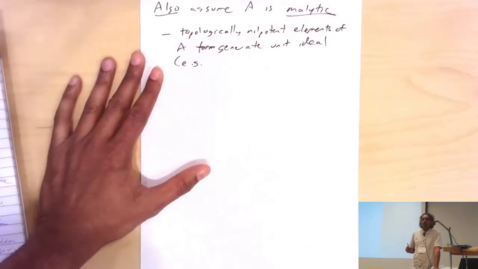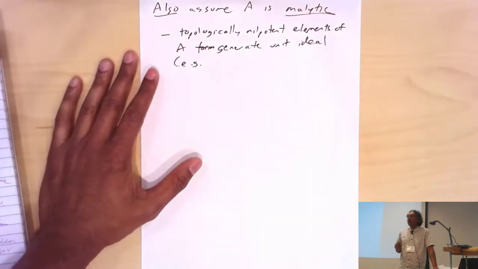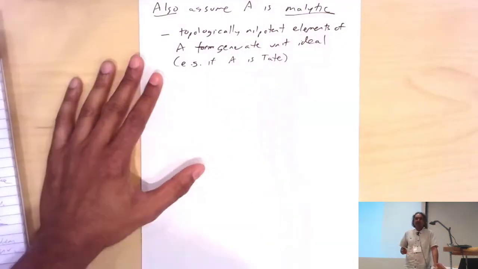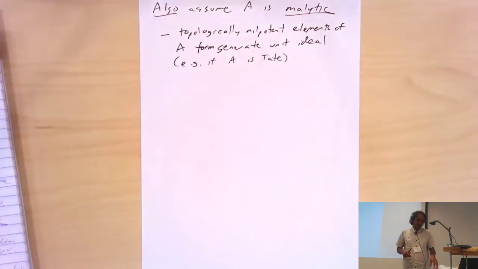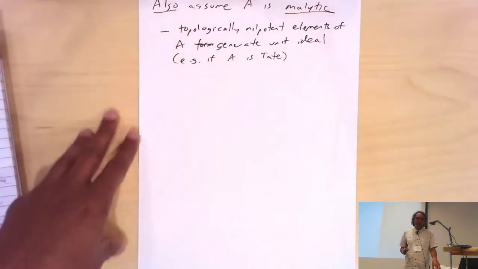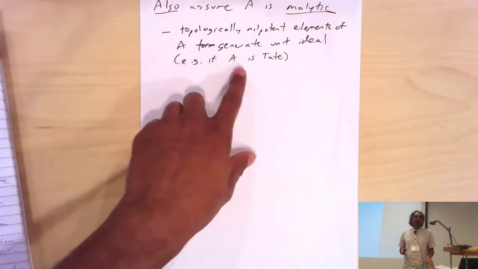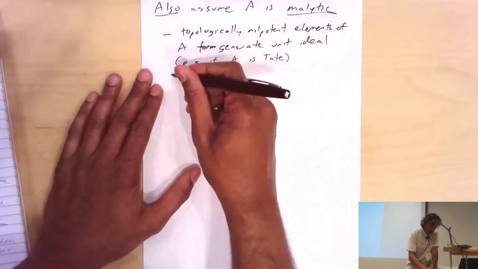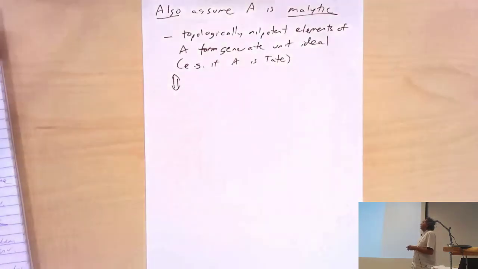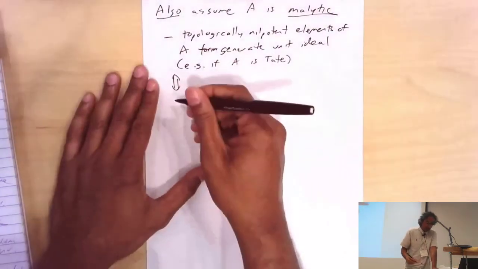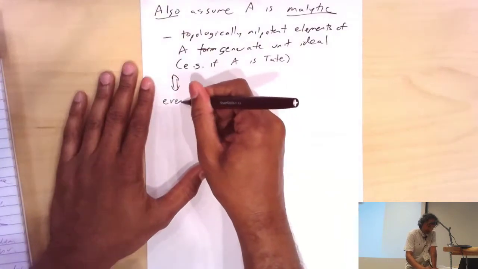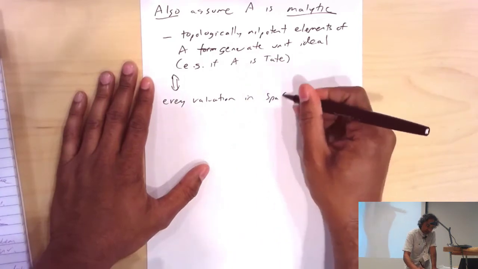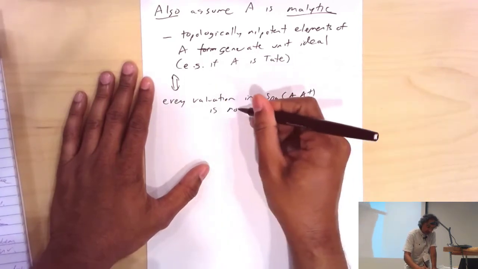Of course, this is true if there's a single topologically nilpotent element that is a unit. That was the case when A is a Tate ring. This is slightly more general, but it's not a serious distinction. So if you prefer to just think about the Tate case, that would be completely harmless for what follows. I mentioned a couple of equivalent characterizations of this. Another way to say this is that every valuation in Spa(A, A+) is non-trivial.